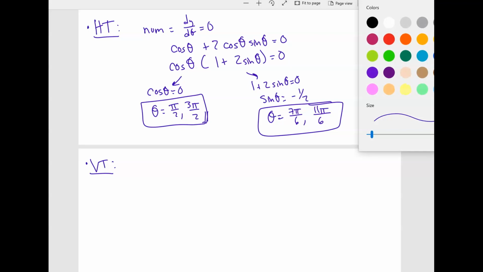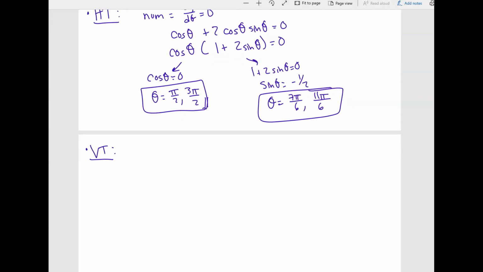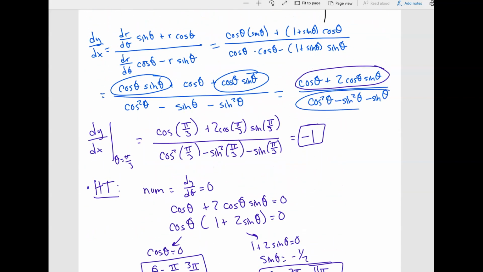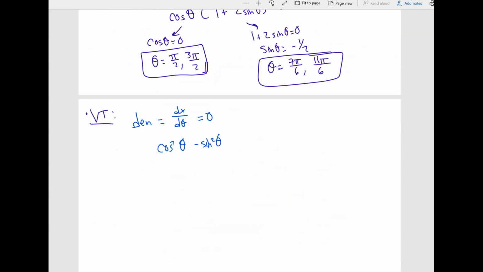And my vertical tangents, let me change the color to blue. For my vertical tangents, what we want to do is set the denominator equal to 0. And the denominator is going to be this dx/dθ. So my dx/dθ is this guy on the bottom: cosine squared θ minus sine squared θ, minus sine θ.